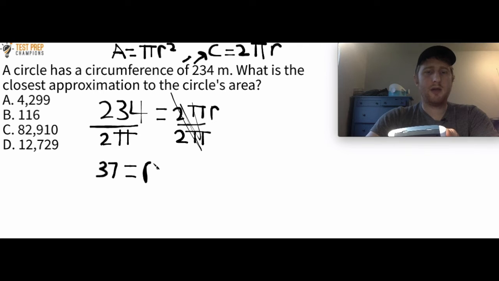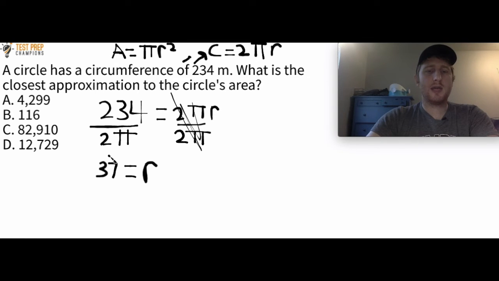Depending on how you want to round this, you might get a little bit different of an answer here, but you should get something close to 37 at this point. Unless you might have just done 234 divided by 2, which is 117, and left this as 117 divided by pi equals r. I don't really care how you do it, but I'm just showing you what I think is the easiest way to do the question.